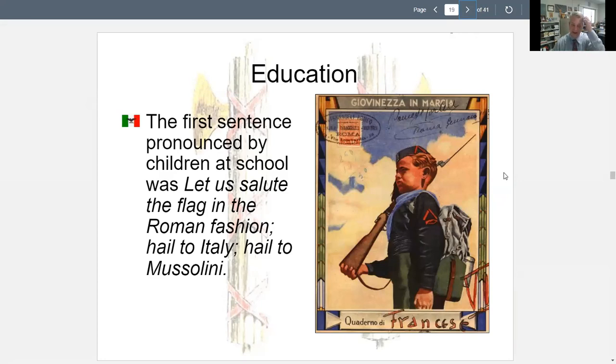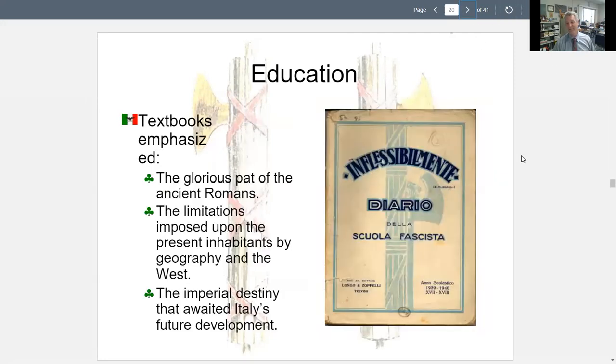He uses education to indoctrinate young men and women, right? The first sentence pronounced by children at school was, "Let us salute the flag in the Roman fashion. Hail to Italy, hail to Mussolini," right?